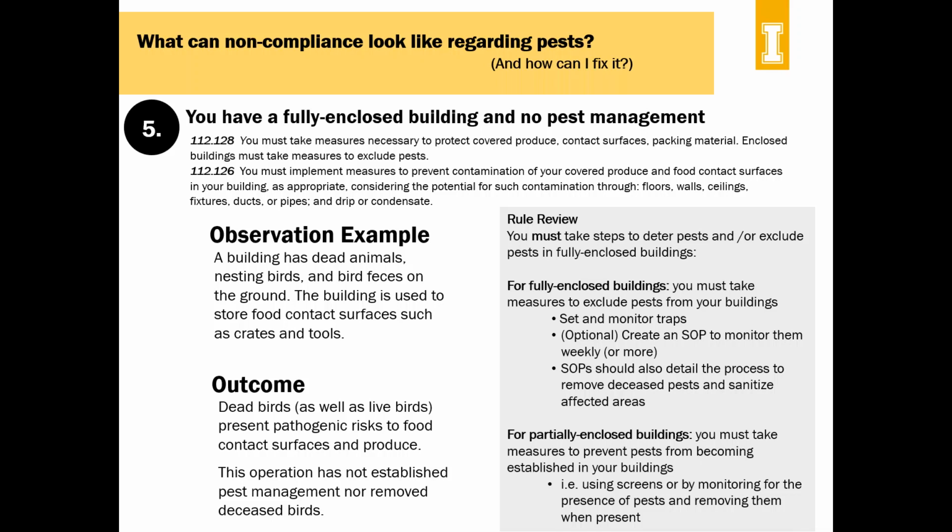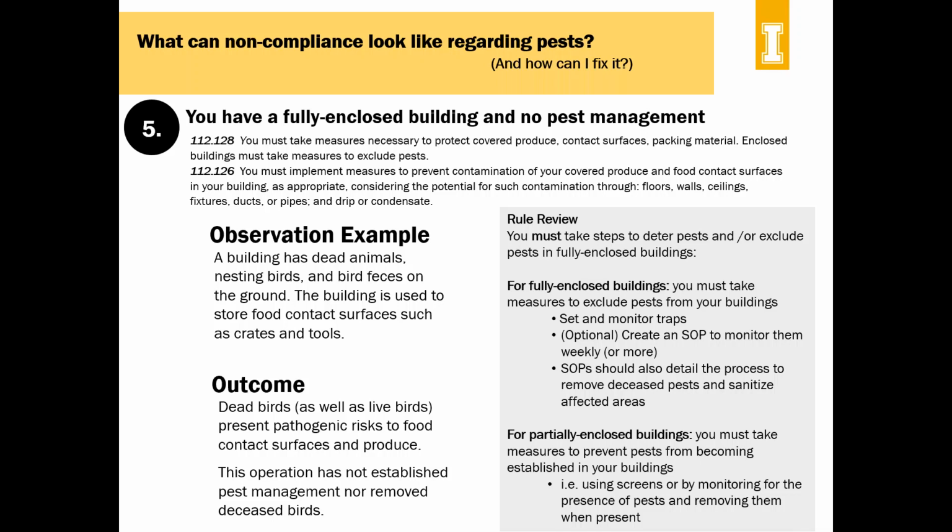So the rule has a couple of different things to say about this. First of all, you must take steps to deter pests and or exclude pests from fully enclosed buildings. Fully enclosed buildings have different requirements than partially enclosed buildings do. So for fully enclosed, you must take measures to exclude pests completely from your building.